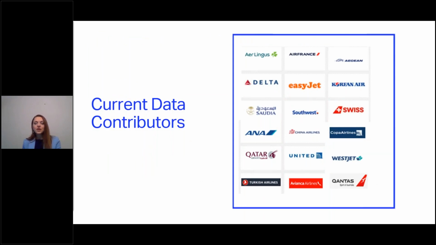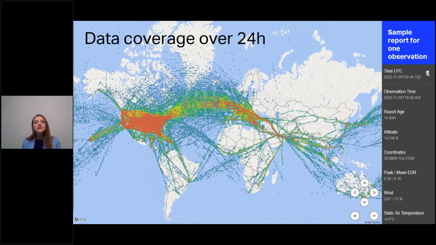So here you can see the airlines feeding data into the platform. Essentially, we have carriers from almost every continent. And if you go on to the next slide, you will see the existing data coverage over a 24-hour period. So a lot of the data is saturated over North America, Europe, and the North Atlantic tracks, but we're really putting a lot of effort to maximize data coverage in Latin America, Africa, Middle East, and Asia Pacific.